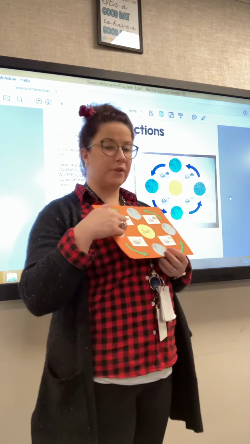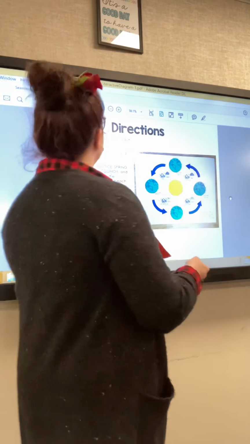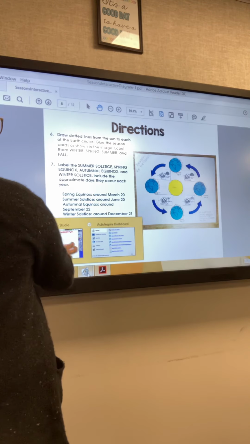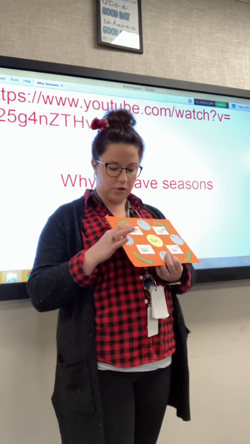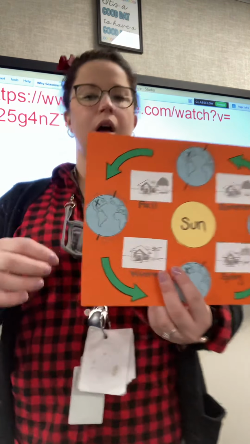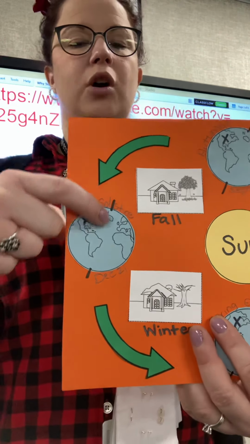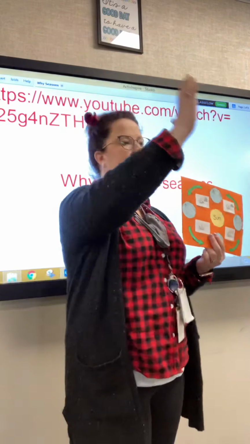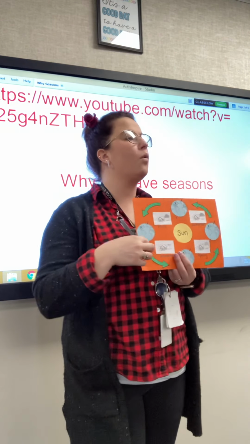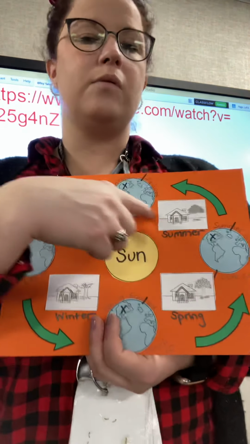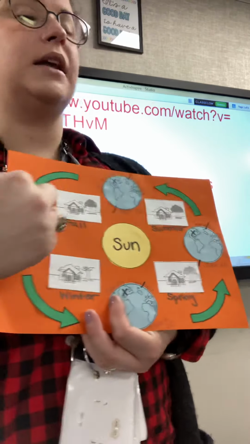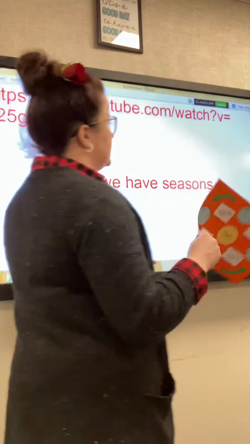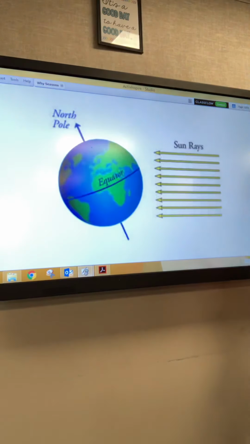And why we have different temperatures during those seasons is because the Earth orbits the sun on its axis. So yesterday we drew an axis that went through our Earth on our chart here. And that is its axis, it's tilted on its axis. And then it orbits, meaning it goes around the sun. The Earth goes around the sun and it orbits. And that's why we get the seasons. That's the reason for the seasons, is because the Earth orbits the sun on its axis.